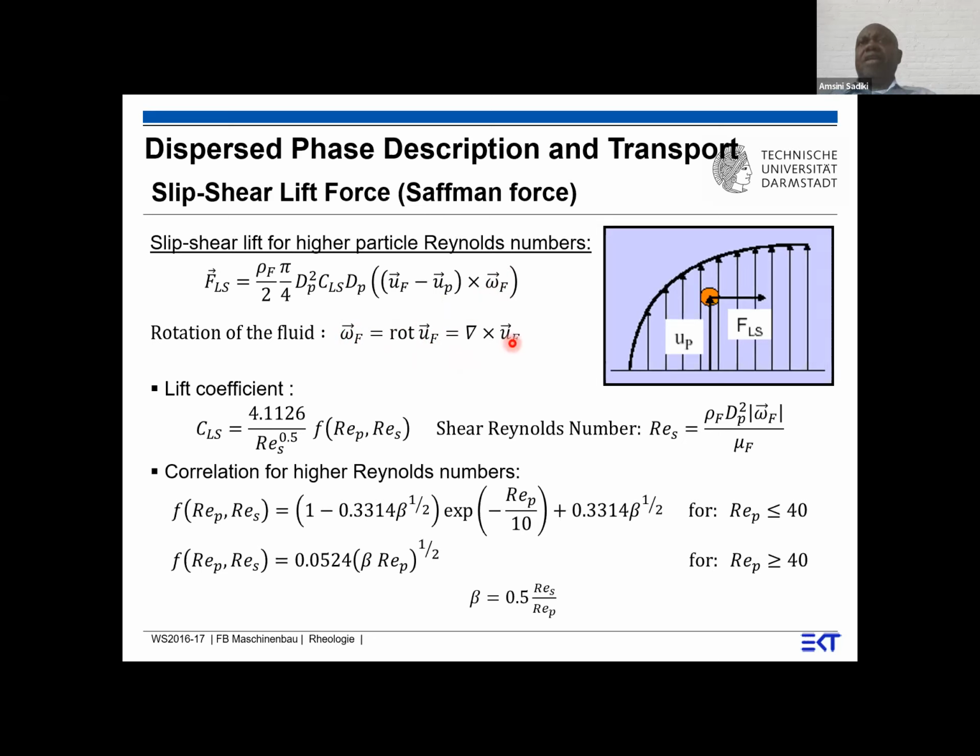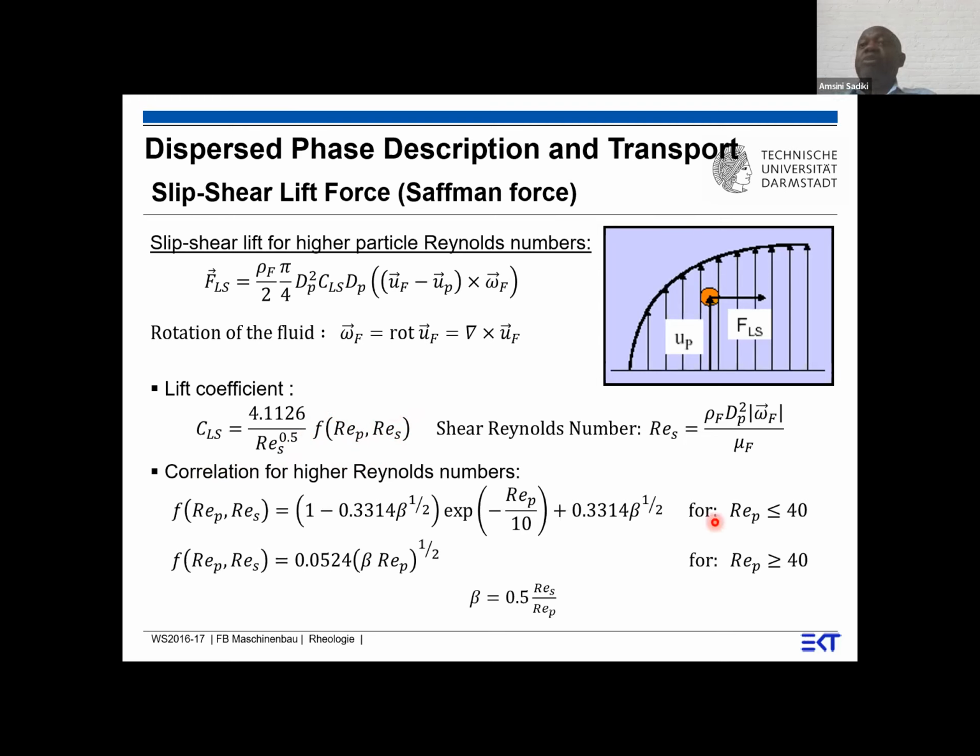And this is what we call the slip shear lift, and it is valid for higher particle Reynolds number. We have some coefficient here, the so-called lift coefficient. It is this expression obtained by some experiments, and we have dependency on the Reynolds number of the shear, and here we have the Reynolds number of the particle, and we have some correlation for this, as it is also for the Sherwood number or Nusselt number.